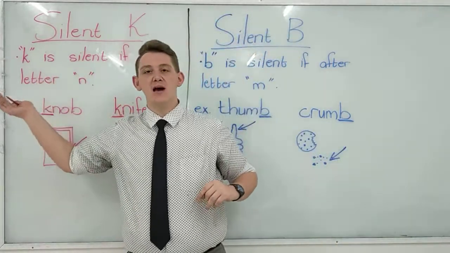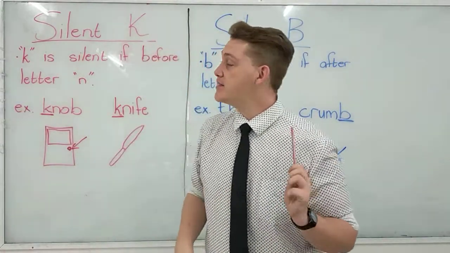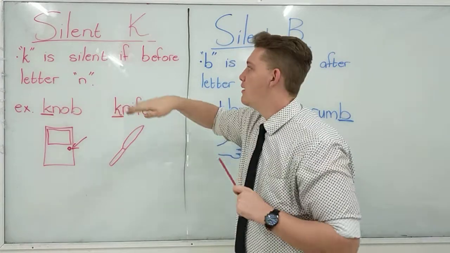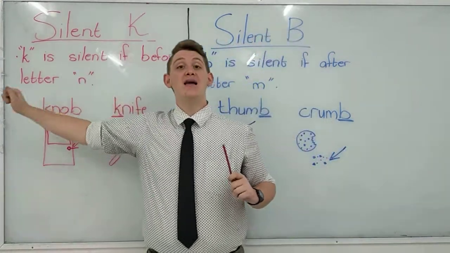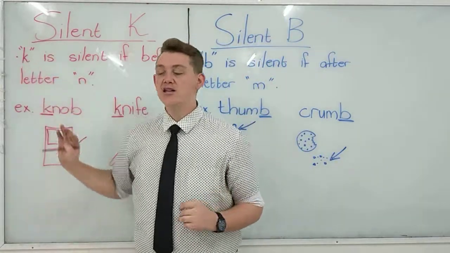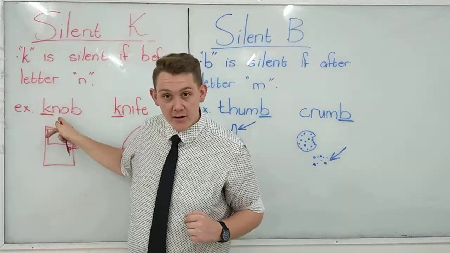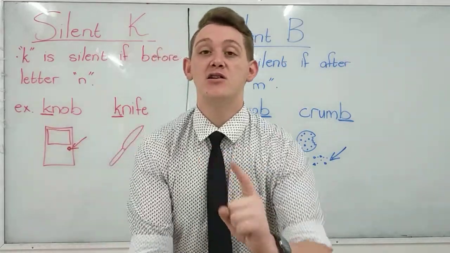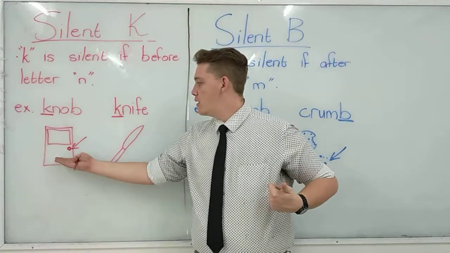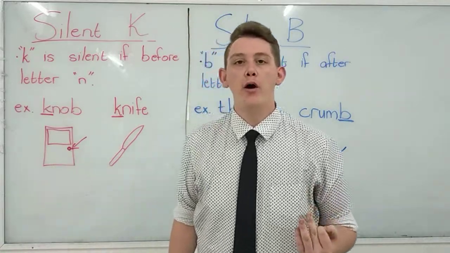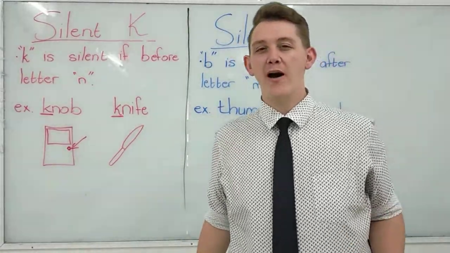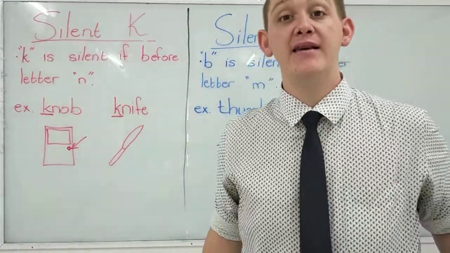So let's start with silent K. Silent K is silent, quiet, if before letter N. So if the letter K is before the letter N, the K is going to be silent, like knob. Door knob, knife. Alright, so that is our rule for silent K.